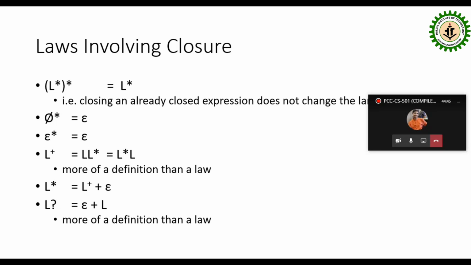definition than a law. L star equals L plus already null plus null. And what is that? Null plus L. We cannot know what the value will be. Null plus L: we can directly go for null, and for L input we go to the final state.